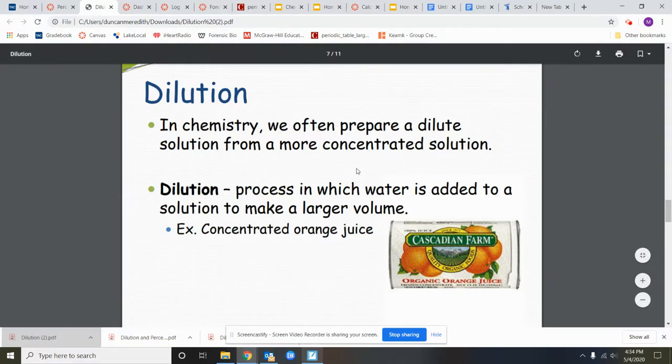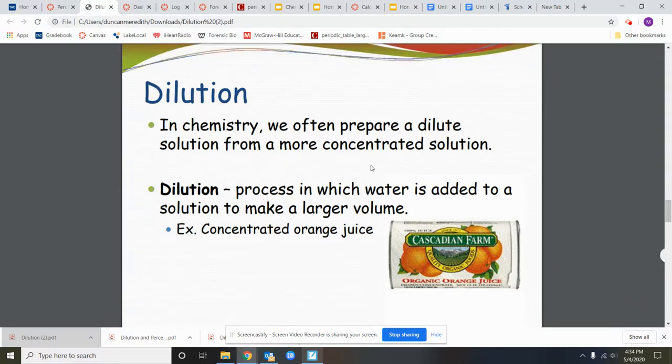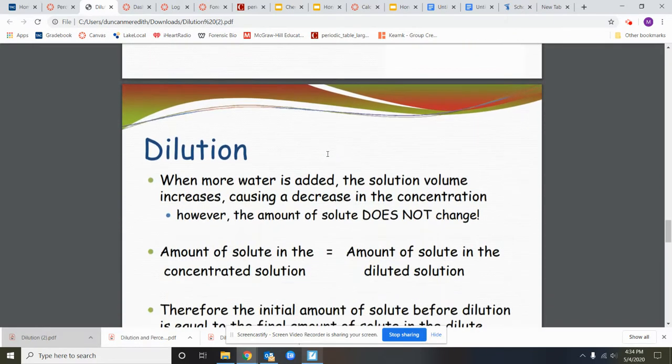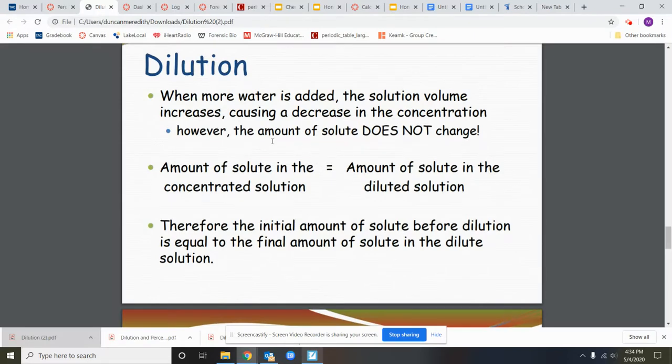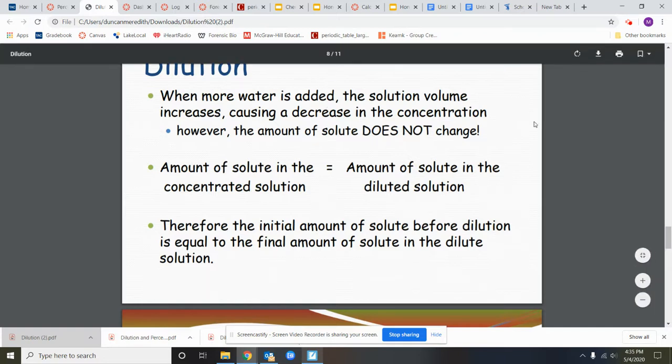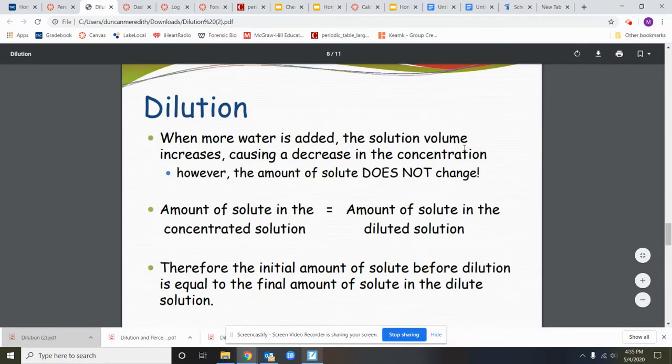So dilution is just taking a really concentrated solution and adding water to it in order to dilute out that concentration. It makes it less concentrated. If you're talking about a drink, that would be much more enjoyable to drink. If it's over diluted or under diluted, that's not going to lead to a very good drink. Again, the amount of solute does not change. You're adding more water, so you are having more volume. That makes sense: if you're adding water, you're adding volume. But it's decreasing the concentration because the solute is not changing.